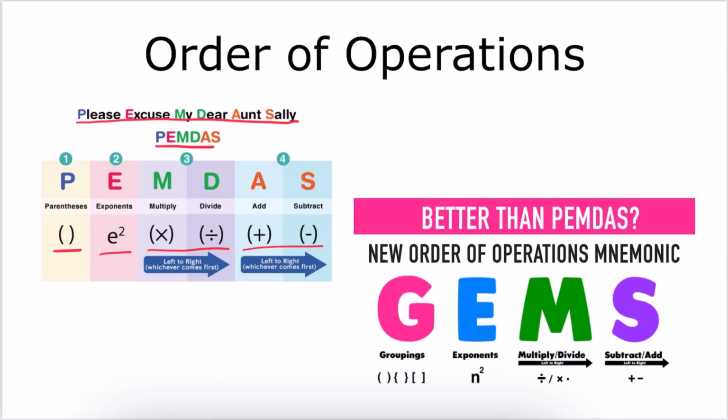And then you do addition and subtraction from left to right, whichever one comes first. And there's also other mnemonics that you can use as well, like GEMS. So GEMS stands for groupings, exponents, multiply, and subtract. And this kind of shows that multiply and division are lumped together, and addition and subtraction are also lumped together, and you need to work from left to right. So you can use either one of these mnemonics, but I want to point out some problems that often come up when students learn the order of operations using PEMDAS.